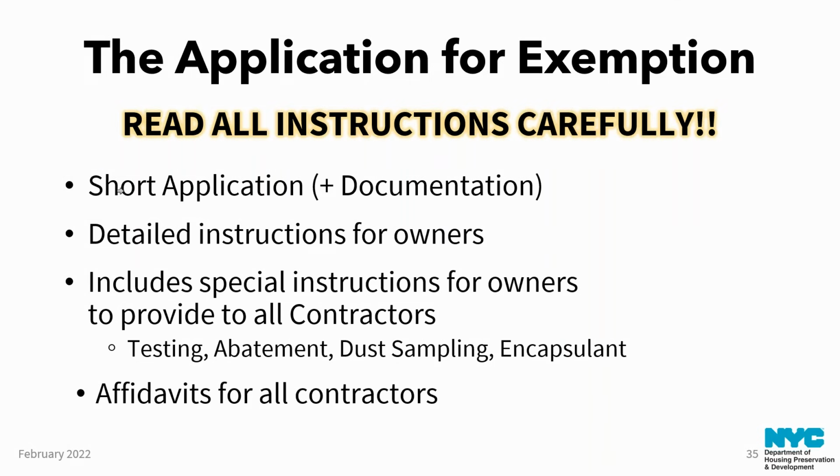So we will talk about the application itself. As you'll see, it's actually quite short. There aren't that many things to fill out on the application itself. The bulk of your application is going to consist of supporting documentation, showing your testing results and documenting any work that was done to pursue your exemption. Aside from the relatively short application form, there is a detailed set of instructions for you as a building owner, and there is a set of instructions for you to provide to the contractors that you may hire, the testing, abatement, dust sampling, or encapsulation contractors. And there are some affidavits that the contractors will have to fill out.